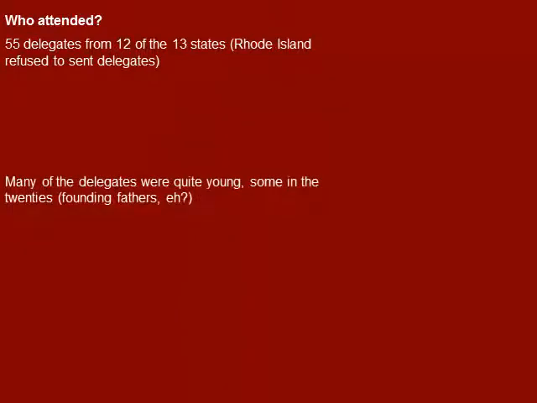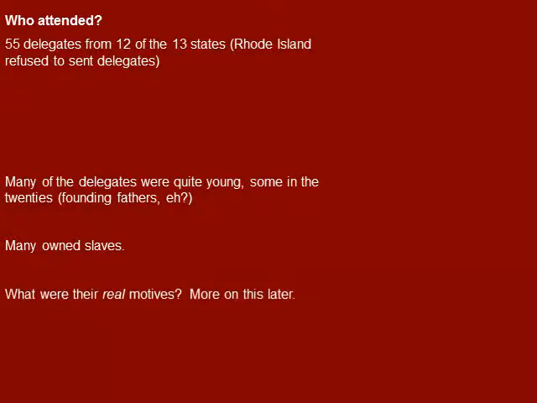Many of the delegates were quite young. Some of them were in their 20s. We called them founding fathers, and yet they were only in their 20s. So young fathers, certainly. They weren't the old statesmen that we often think of them as, or many of them anyway. Many of them owned slaves. And the questions we need to ask ourselves, and we will as we move forward, are what were their real motivations? What did they hope to accomplish by this?